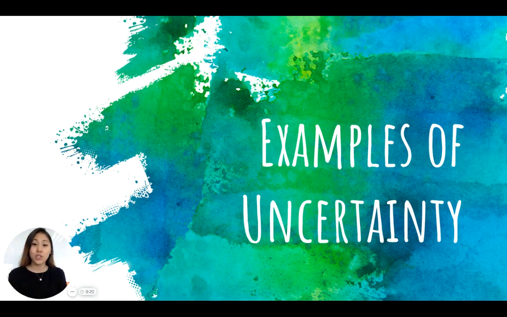So we previously just looked at what uncertainty means. If you're still confused at this point, pause the video, make sure to click the link above to take a quick tour of what uncertainty means in a chemistry lab. Now we're going to take a look at different examples of uncertainties.